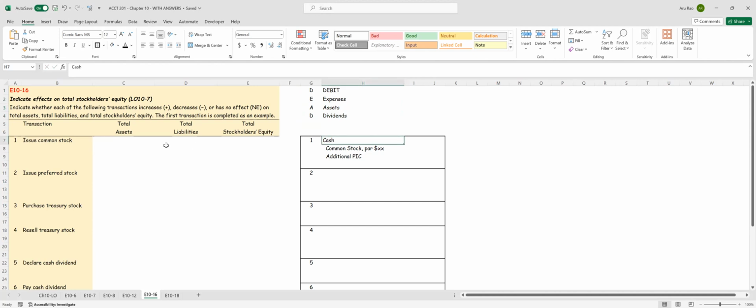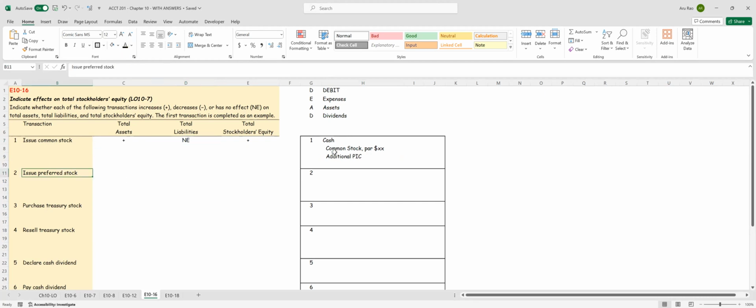Cash is an asset, it's being debited. So my cash is going to increase. Both common stock and paid-in capital are equity accounts. Normal balance is credit. Since I'm crediting them, it means those are increasing. This has nothing to do with liabilities, so there is no effect on liabilities.